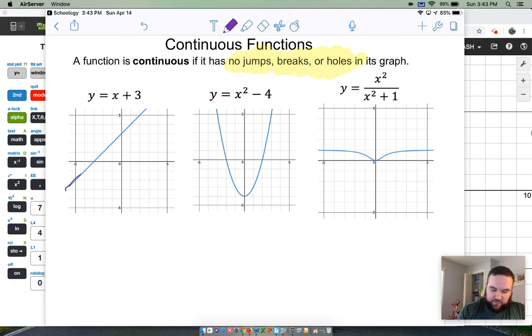Like I said, if you can draw the entire graph without picking up your pencil or pen, then that graph is considered continuous. So these three are all examples of continuous functions. Those are the equations that go with them. We haven't studied the third one, but that's what we're going to be getting into, some of these crazier functions that have x on both top and bottom. So continuous means no breaks, holes, or jumps.